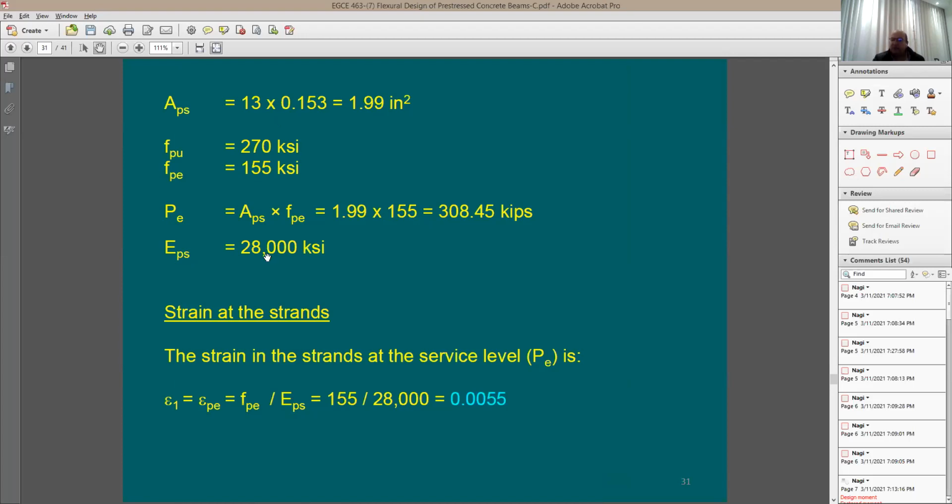Now the question is, how much strain do we have here in the strand itself? Because look what happened. In order for you to put this anchorage at each end, you need to stretch the beam to a certain distance. And the same amount of strain that you gain in the strands is going to be the same amount of strain that you impose on the concrete, because at the end, the length is going to be the same. So the strain here in the strands is going to be equal to 155 KSI, you divide this by 28,000, and you're going to end up with this number here. So this is going to be the strain in the strands at PE level.